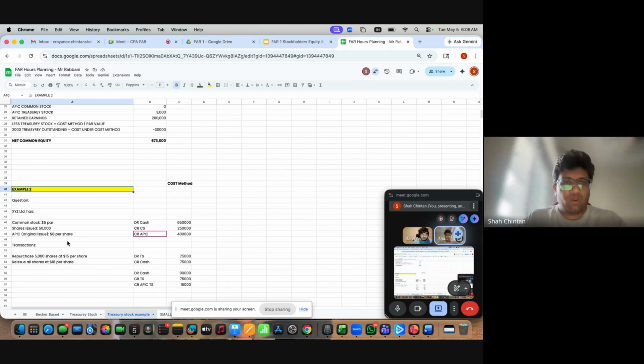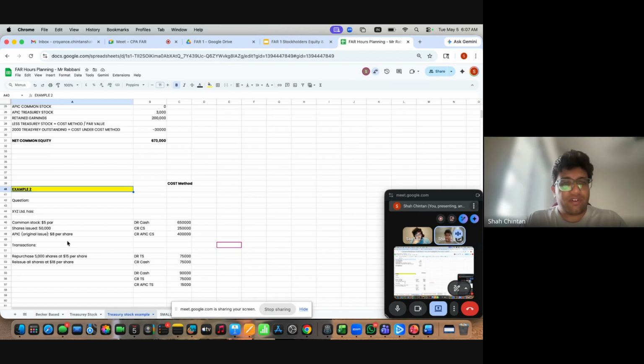Perfect. So all entries are okay. First entry आपने डेबिट किया cash, which is 8 plus 5, $13, 650,000. Common stock credited at par value, which is 250,000, and then EPIC for 400,000. Then आपने buyback किए shares. Cost method है, so you recognize the entire $75,000 as treasury stock. और फिर आपने issue किए at $18.